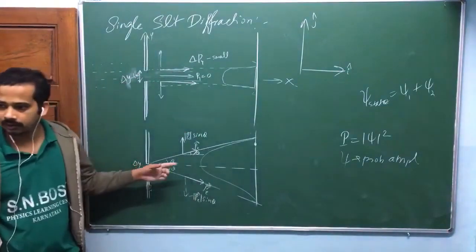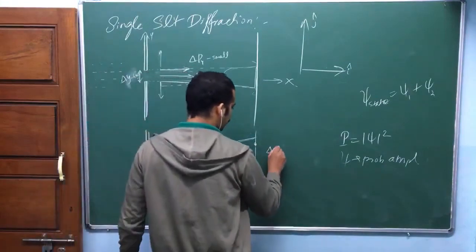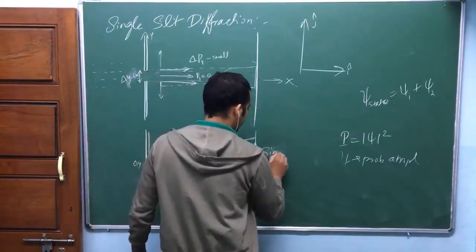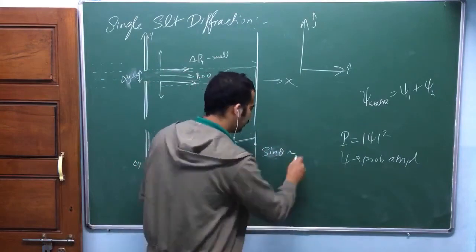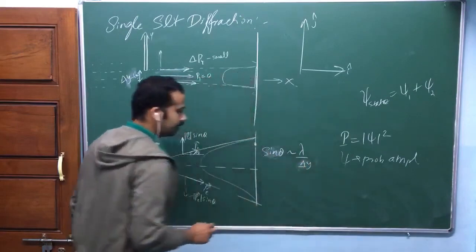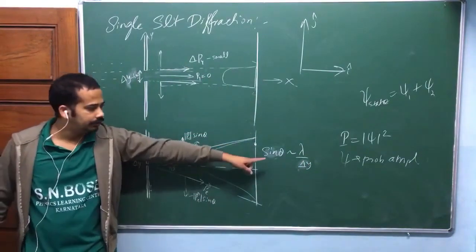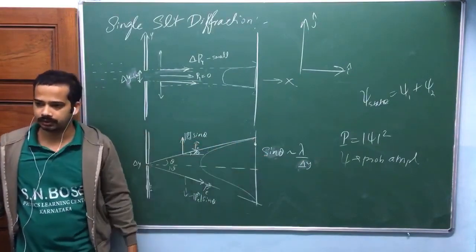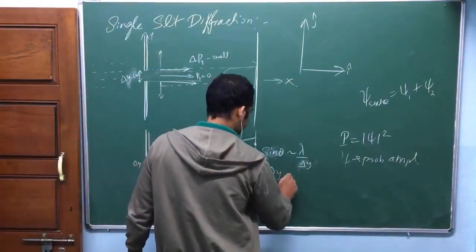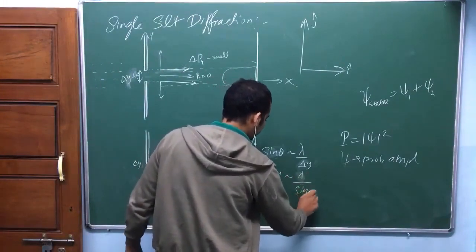According to optics, this is a diffraction, am I right? The first minimum condition: if delta y is the slit width, sin theta, sine of this angle, is nearly equal to lambda by slit width, that is lambda by delta y. This is single slit diffraction, first minimum condition. Some approximation will also be there. From optics, delta y is nearly equal to lambda by sin theta, okay?